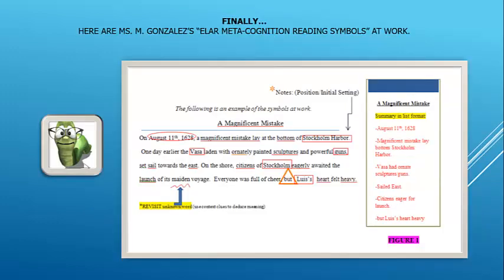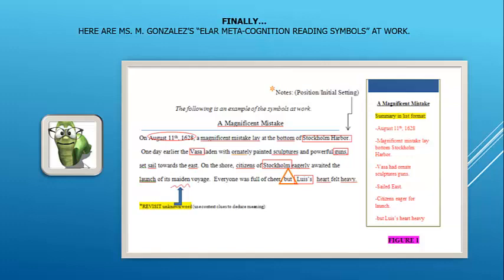And finally, here are Ms. M. Gonzalez's 7 ELAR metacognition reading symbols at work. This is a small excerpt from a reading passage. As you can see, the asterisk is there and it serves its purpose. The asterisk shows a reader's notes, which in this case shows initial setting, Stockholm Harbor, which is enclosed and boxed in because it is a noun, which also is setting, and therefore they are linked together.